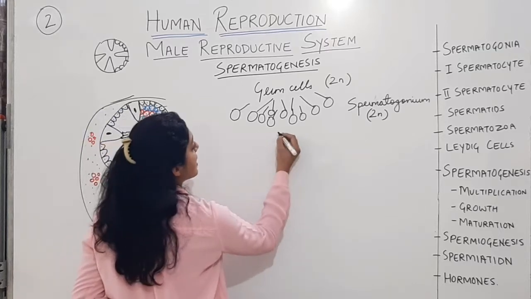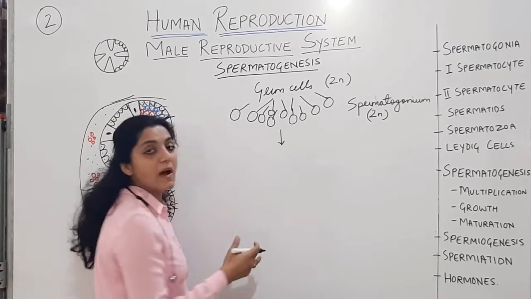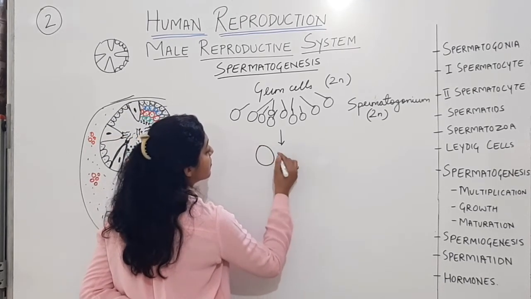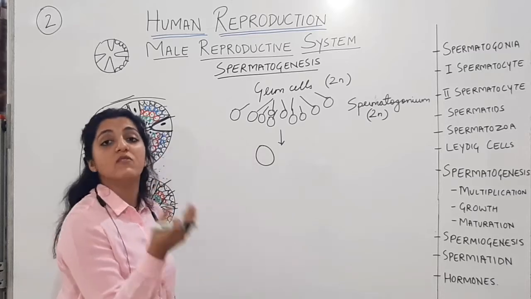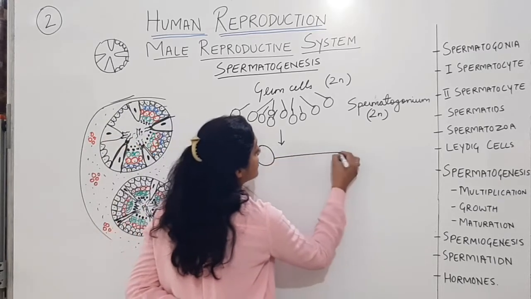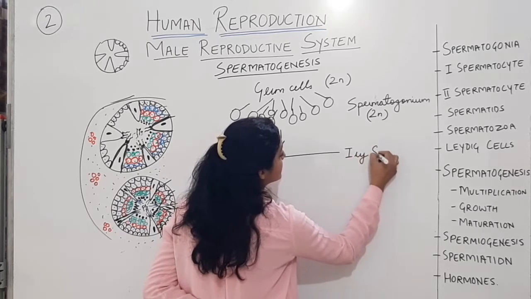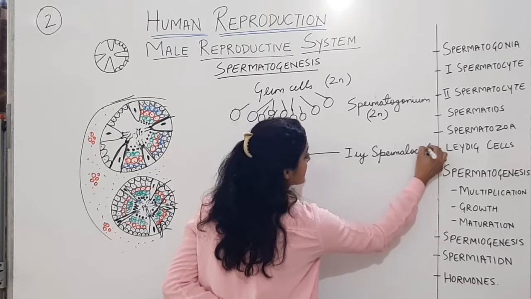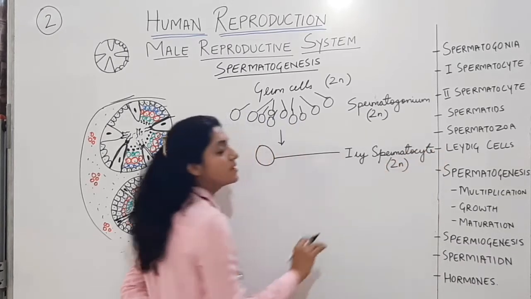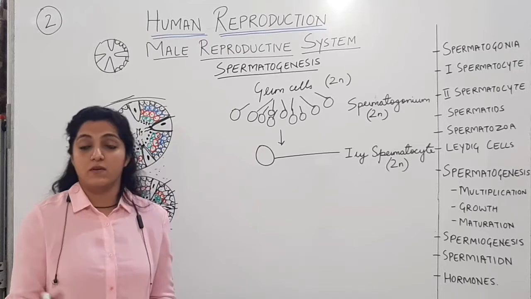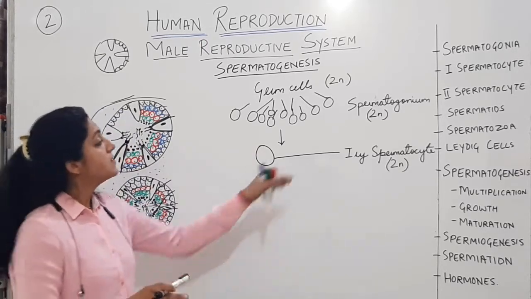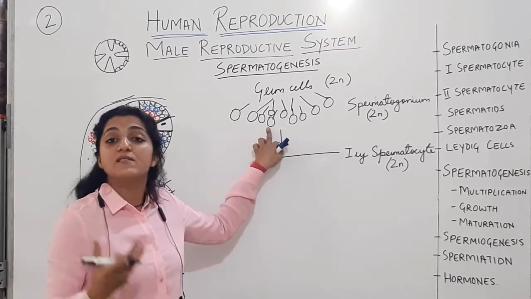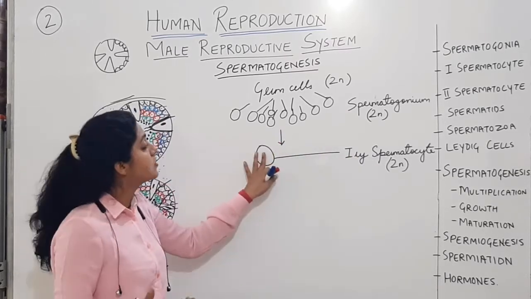Some of the spermatogonia now grow in size. So a spermatogonium which has grown in size is now called the primary spermatocyte. This is also going to be diploid. There is no change in number. The genetic constitution has not changed. The primary spermatocyte is the same. It is only this cell which has grown because of accumulation of food. It has grown in size.